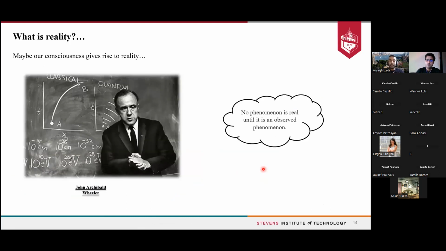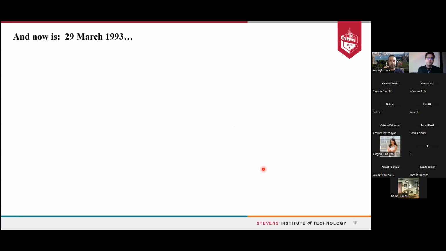And maybe this is the reason that John Wheeler, one of the greatest physicists of all time, says that it is our observation that makes the reality. This is the act of measurement that makes the reality. It's not common sense in our physical world, but in the quantum mechanical world, this is true.